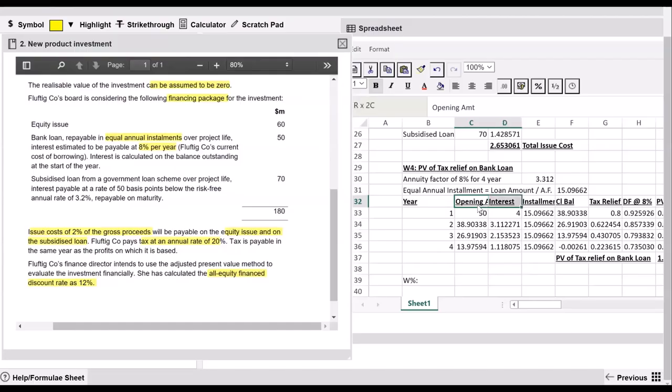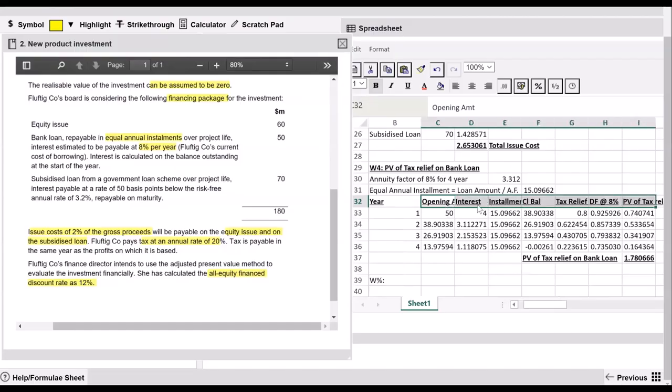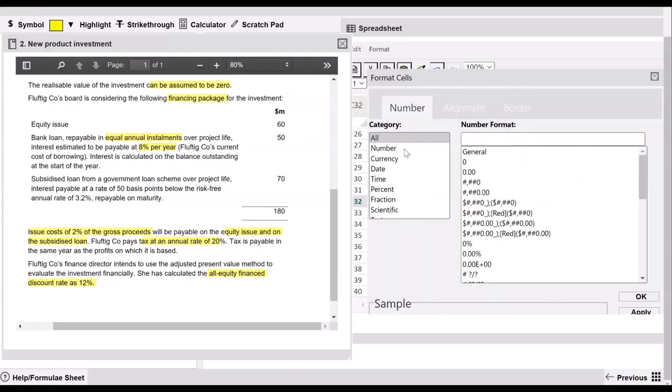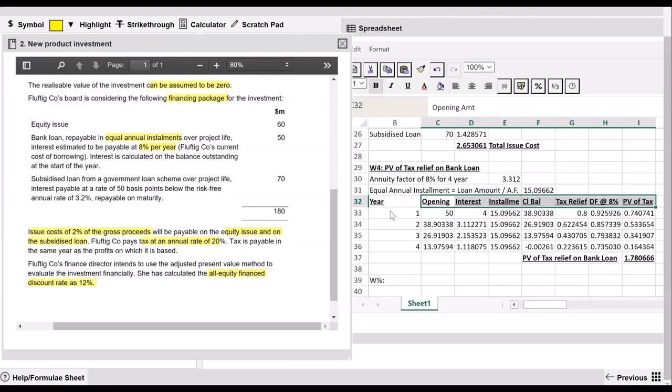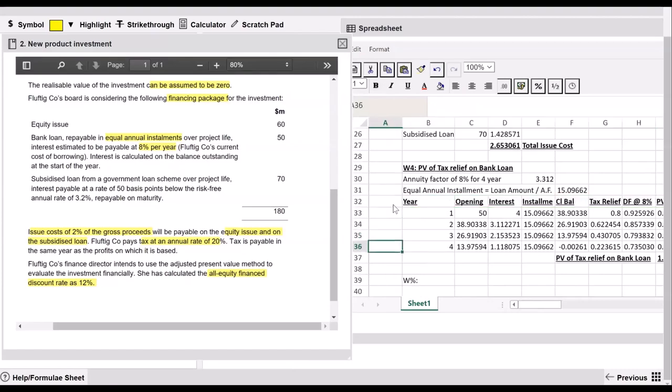Making this more presentable: select these cells, right click, go to format cells, alignment, and pick wrap text. And then moving on to working note number 4. Only the present value of tax relief on bank loan is done.